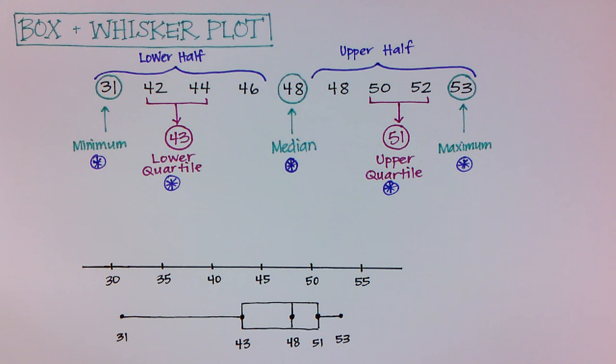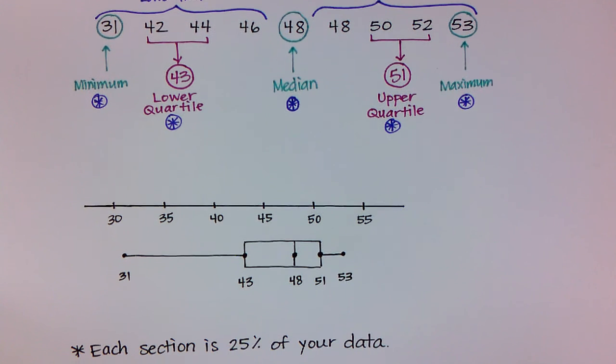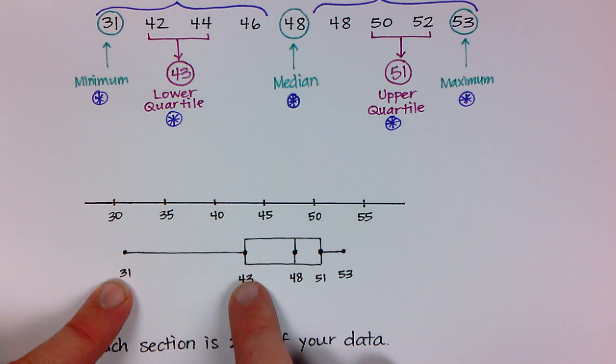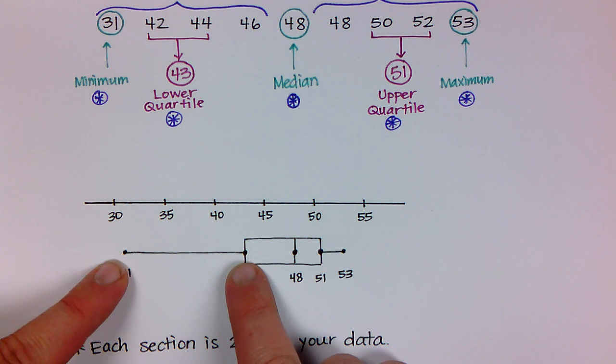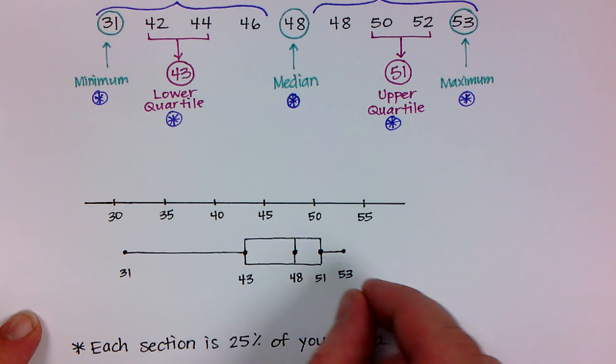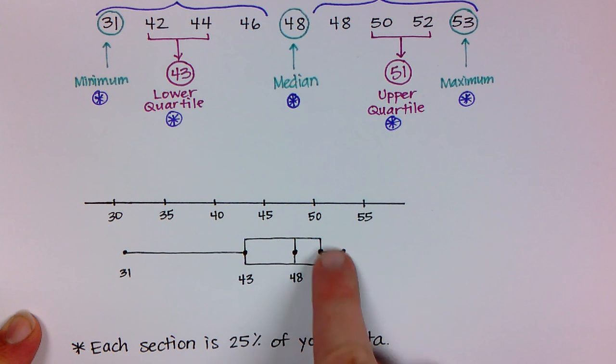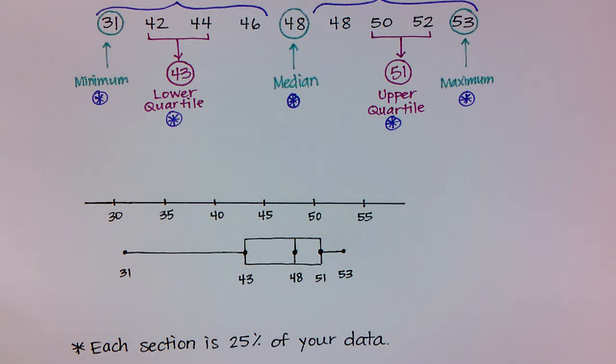And so what's kind of cool about it is that it shows each section the 25% of your data. So we could see here from 31 to 43, that's 25% of my data. But like this tiny section, that means that there's a lot of numbers right near one another between 51 and 53, which is also 25% of our data. So I know that this was a long section, but we're going to do a lot of work together in class and get really good at representing our data.